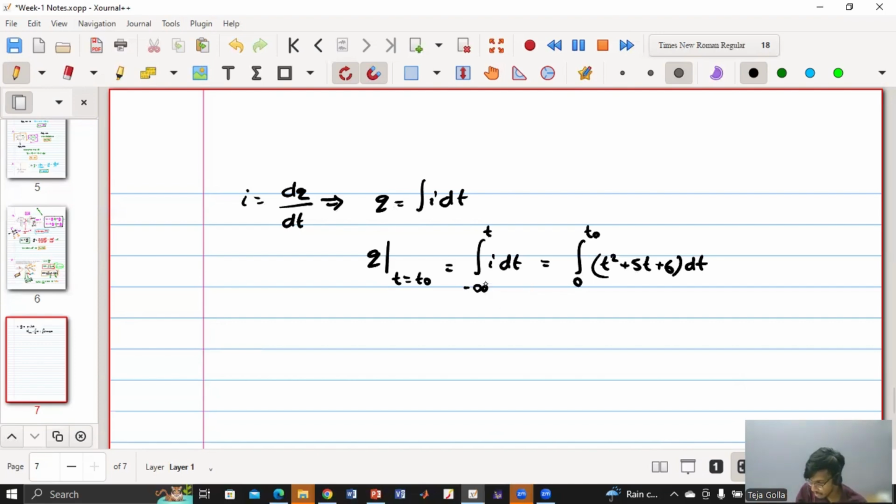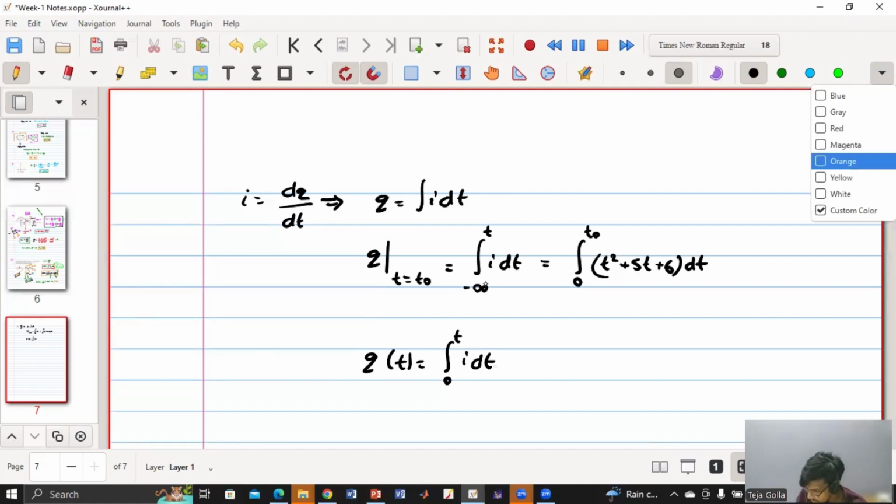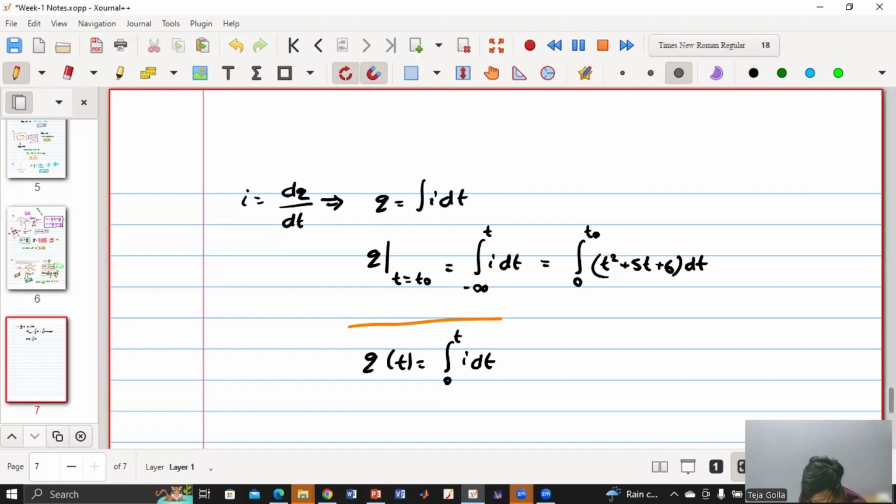So basically what we'll be getting is q of t, q at time t is equals to integral 0 to t I dt, right? So this is the expression. So now you check at what instant they're asking and then substitute that value of t and then integrate it to get whatever they have asked.